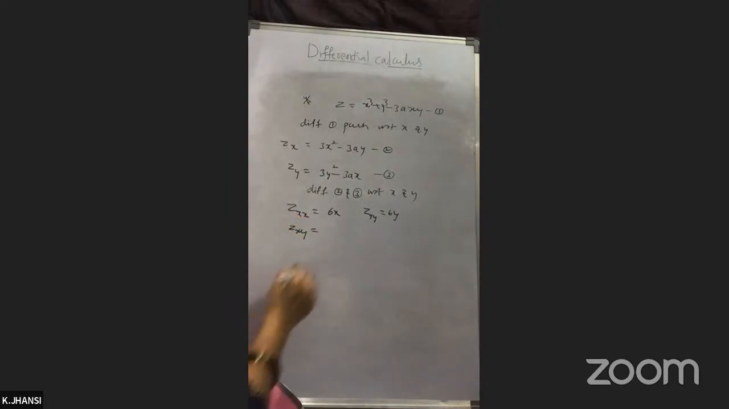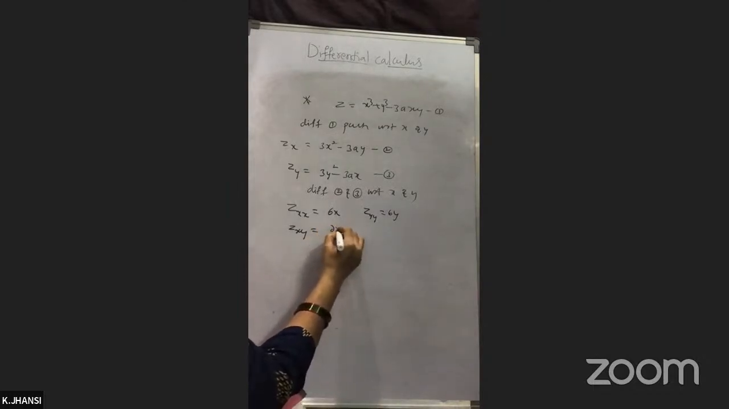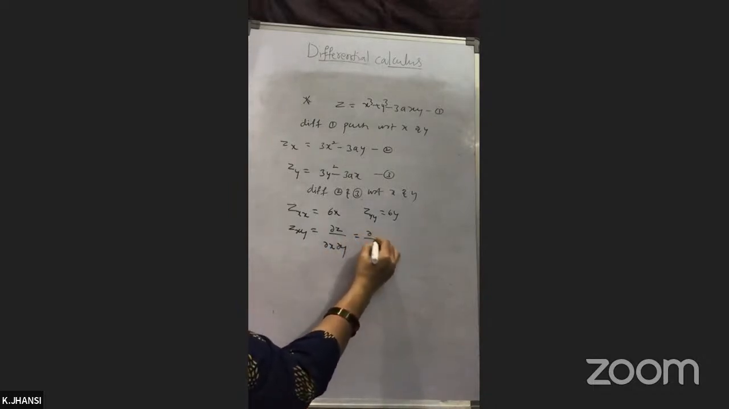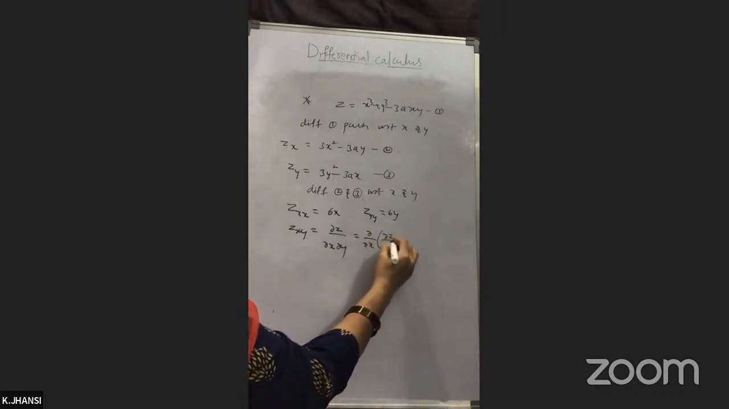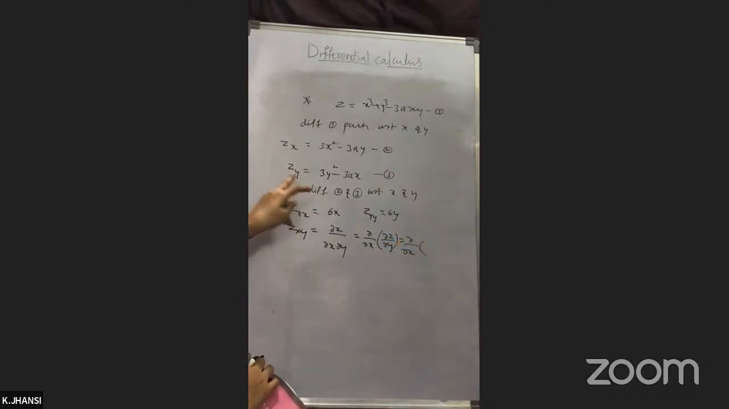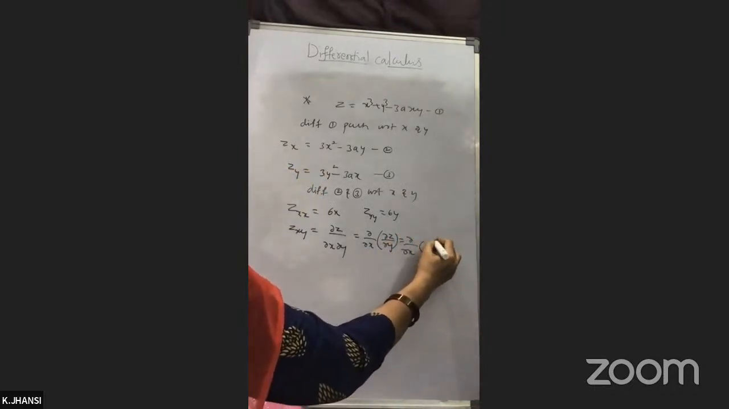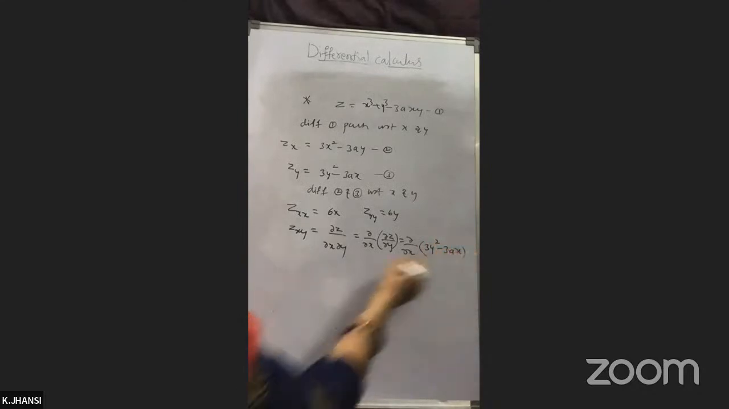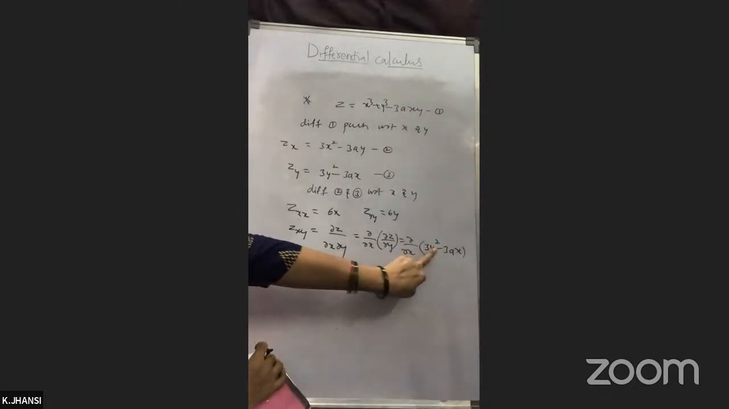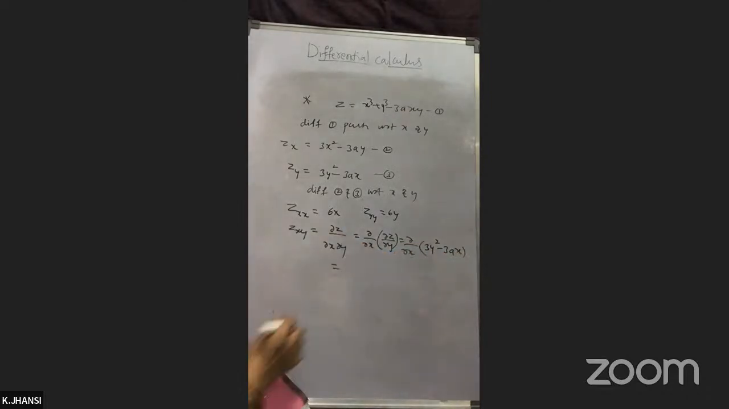Zxy is equal to, we can represent it like this, dou z by dou x and dou y. Okay, so this is dou by dou x of dou z by dou y. What is the dou z by dou y value? This one: 3y square minus 3ax. Okay, so dou by dou x of this value: here x is not there, so this value is 0, here x is there, so that value is 1, so minus 3a.